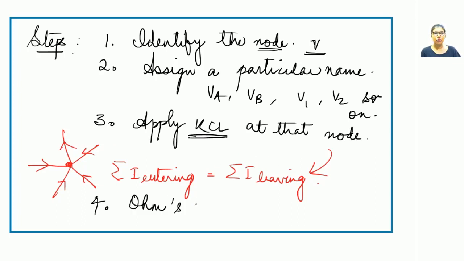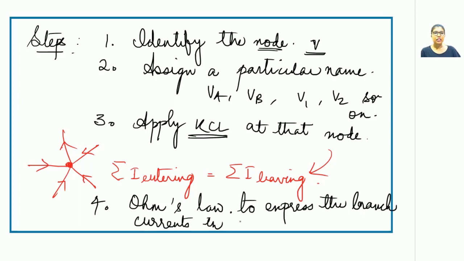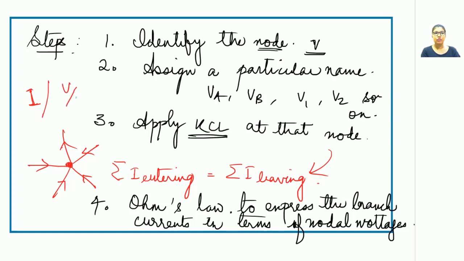Use Ohm's law at those nodes to express the branch currents in terms of nodal voltages. Now whenever you will be writing KCL, you will have only two ways of writing this KCL equation. Either you know the value of I that is flowing through that node, or you have to express that current in terms of V upon R. These are the only two ways in which the KCL equation can be written. There is no other way to it.